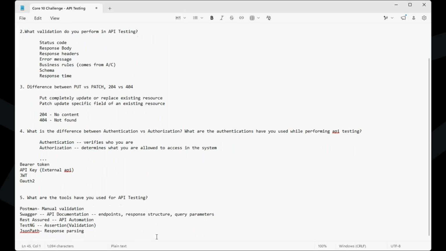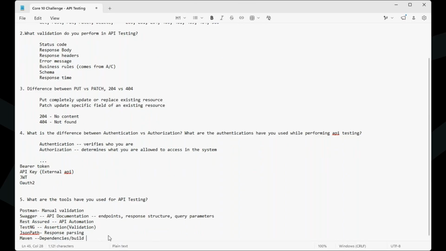You do that. Also, you remember that you used Maven, right? Maven for what? Dependencies. You know that you need the REST Assured dependency, right? And TestNG dependencies. Dependencies, you can talk about build. So you used Maven. Good.